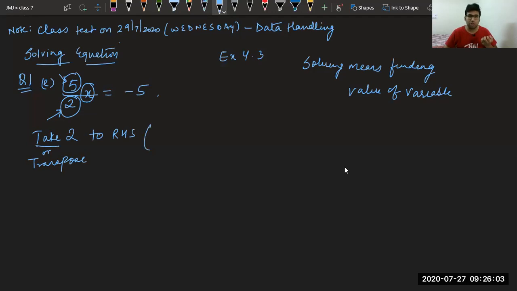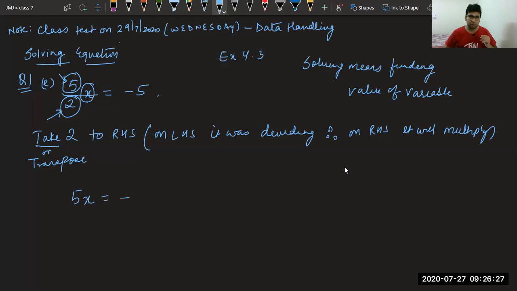You can say also, on the left hand side it was dividing, therefore on the right hand side it will multiply. So here we only multiply it. It becomes minus 5 into 2. First thing. Now you can solve it. It becomes minus 10.